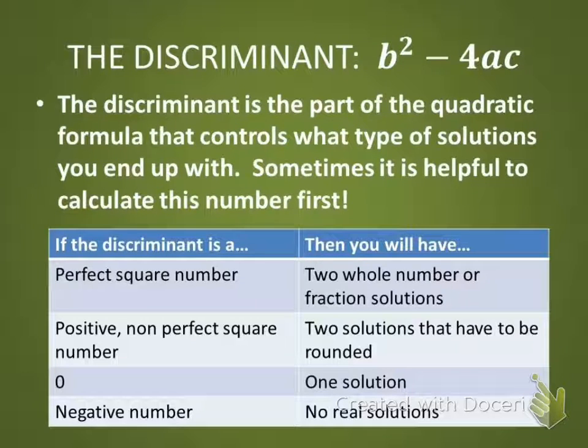In class, we also talked about the discriminant and how it's useful to calculate just what's under the square root in order to get a feel for what your solutions are going to look like. Sometimes it's helpful to do this before you do anything else, because it lets you know whether you'll have two solutions, whether you'll only have one solution, or possibly not have any solutions at all.